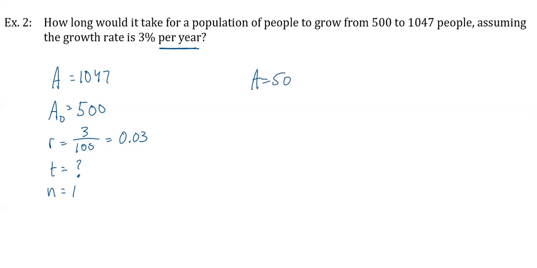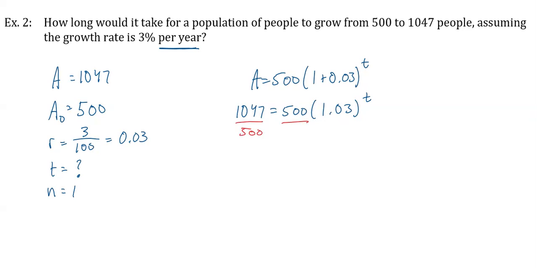So A equals 500 times (1 plus 0.03) to the T over 1, so just T. And then if I sub in, 1,047 equals 500 times 1.03 to the T. So what's my first step? What did we talk about for the last one? Divide both sides by 500. Right. Divide both sides by 500 to get rid of the 500 on the right. And 1,047 divided by 500, I'm going to write down all the decimal places, 2.094. I am not going to round that, but that's all the decimal places.